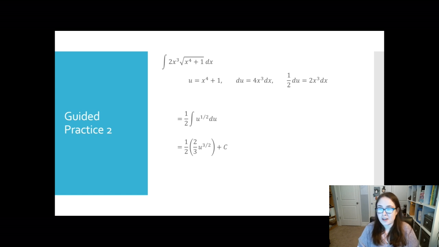I need to do a little simplifying here of those fractions, and I need to reverse the u substitution. My integral started out in x, so I need my answer to end up in x as well. So if I just swap out the u for what it was equal to, the x to the 4th plus 1, and then simplify those fractions, I end up with 1/3 times that x to the 4th plus 1, all to the 3/2. Don't forget about that 3/2. And then plus my constant of integration, of course. So that's how u substitution works.